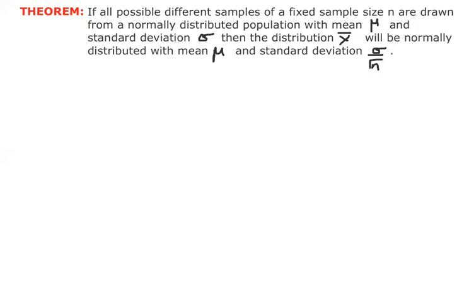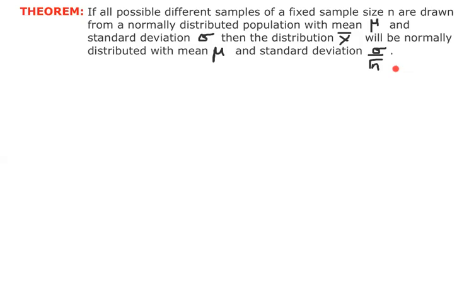Now we can talk about a theorem. If all possible different samples of a fixed sample size n are drawn from a normally distributed population with mean mu and standard deviation sigma, then the distribution of X bar will be normally distributed with mean mu and standard deviation sigma over square root of n.